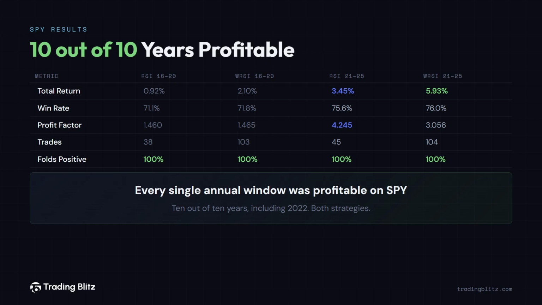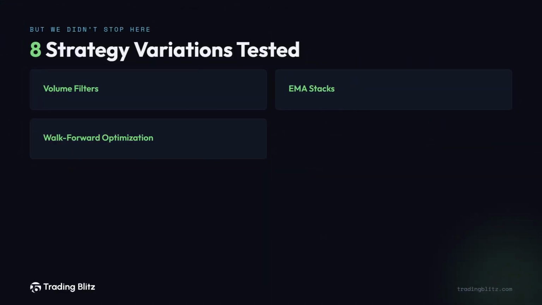But I didn't stop here. After these results came in, it just seemed to bring up more questions on, are there other ways how we could improve upon this weighted RSI strategy even further? What if we added volume-related filters to screen out low-quality entries?